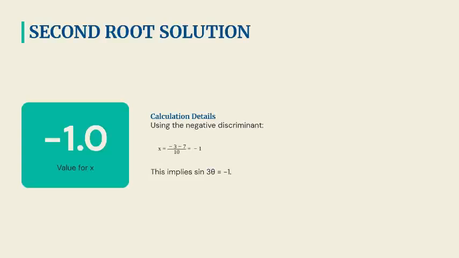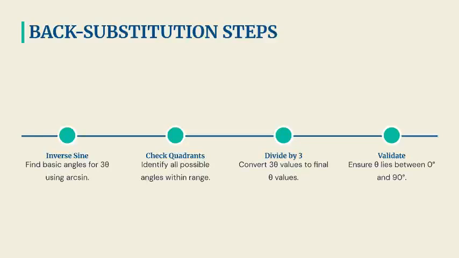Using the quadratic formula with the negative discriminant, we find the second root. This calculation yields x equals minus 1.0. Therefore, sine 3 theta equals minus 1. The back substitution steps involve using inverse sine to find the basic angles for 3 theta, checking all possible angles within range, dividing by 3 to find theta, and validating that theta is between 0 and 90 degrees.